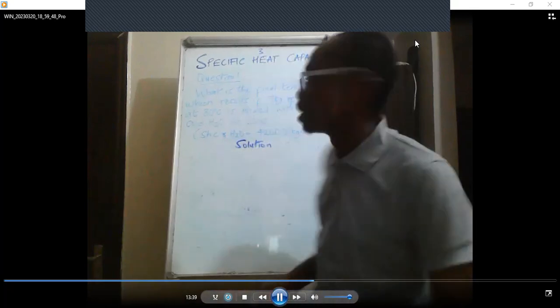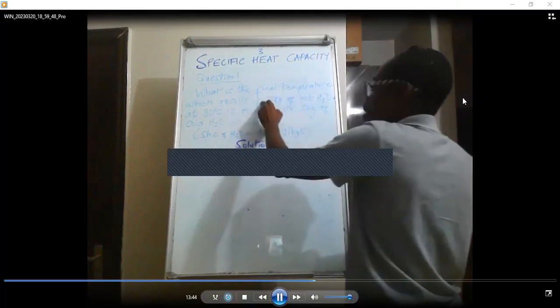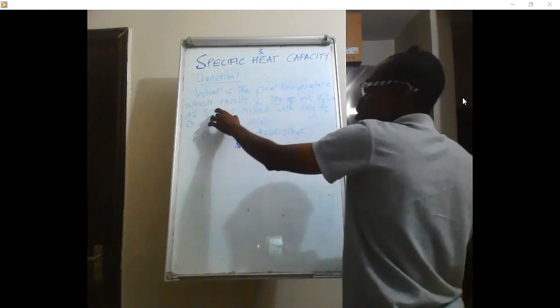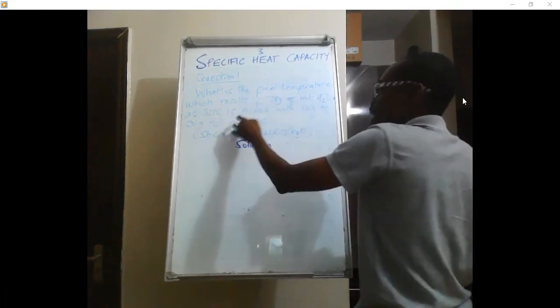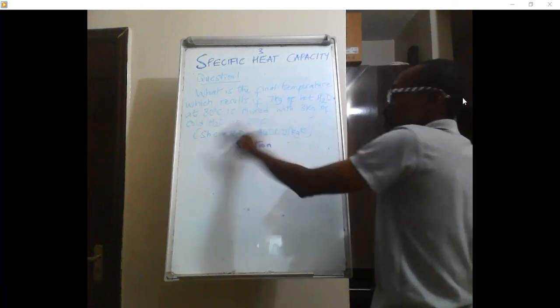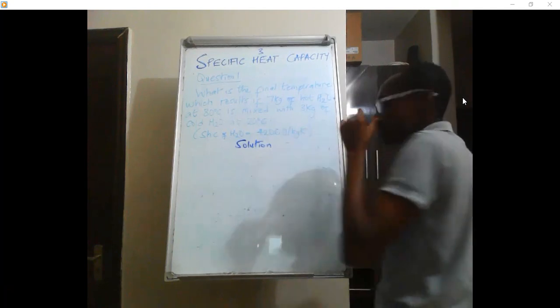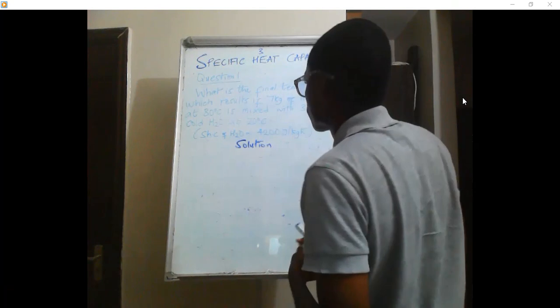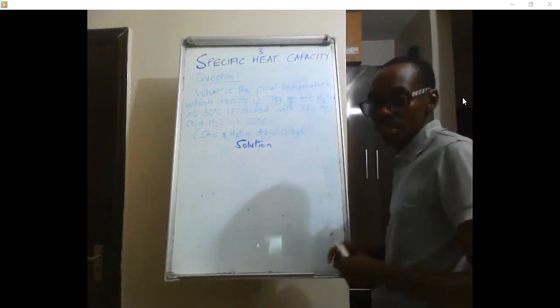Okay, so we're going to look at the question now. The question is, what is the final temperature which results if 7 kilograms of hot water at 80 degrees Celsius is mixed with 3 kilograms of cold water at 20 degrees Celsius? The specific capacity of water is 4,200 joules per kilogram per Kelvin. So hot water at a certain temperature is mixed with cold water at a lower temperature.